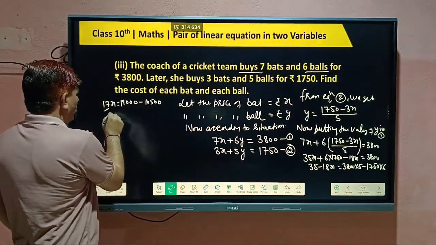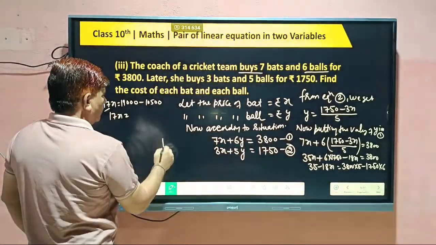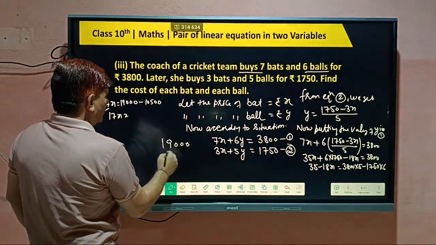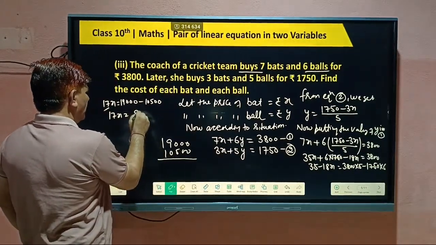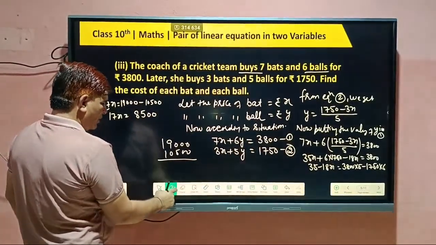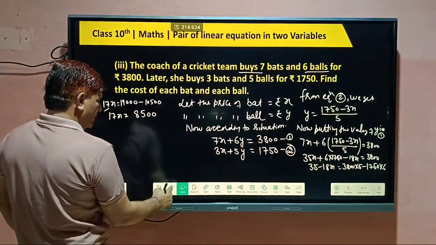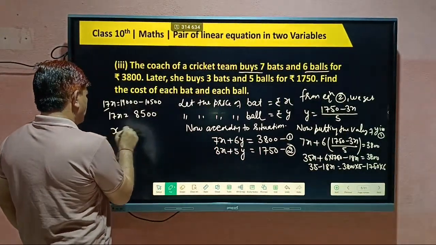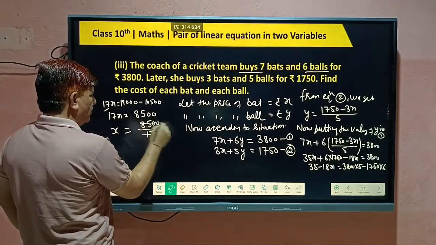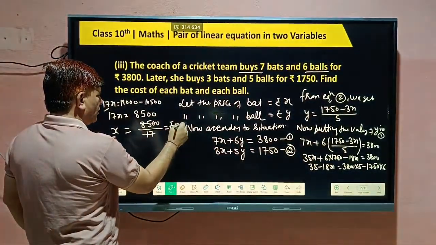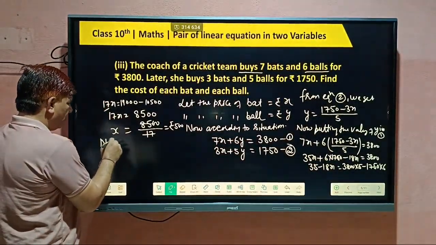So 17x is equal to how much is left? 19,000 minus 10,500. So how much? 8,500 left here. So x is equal to 8500 by 17, which is rupees 500. Understood?